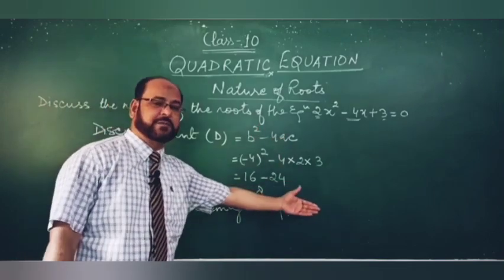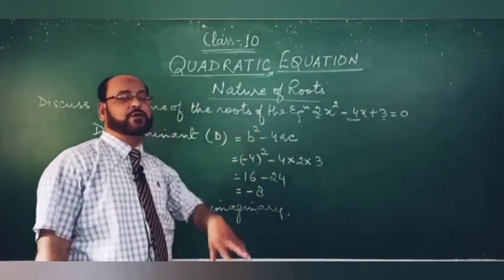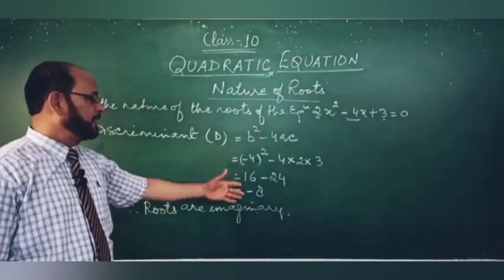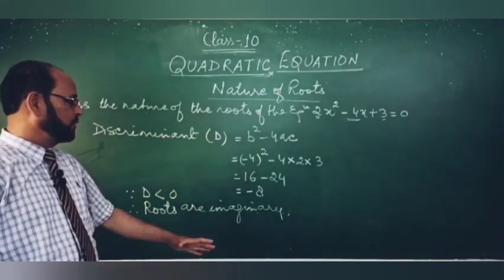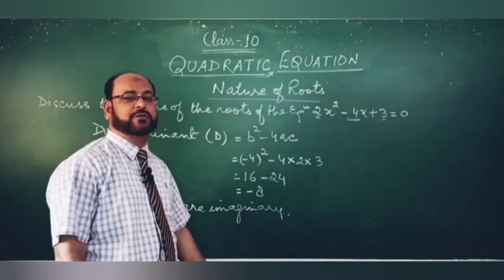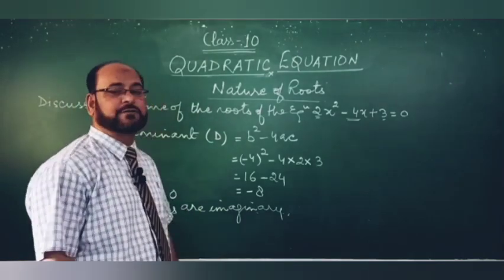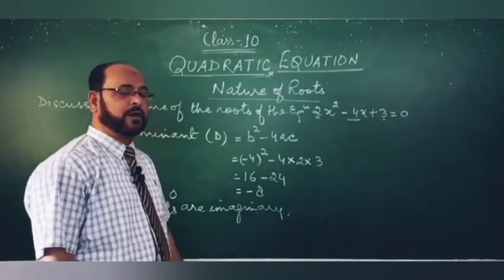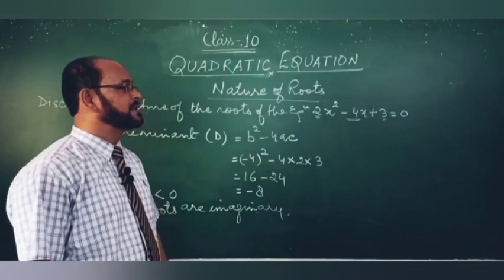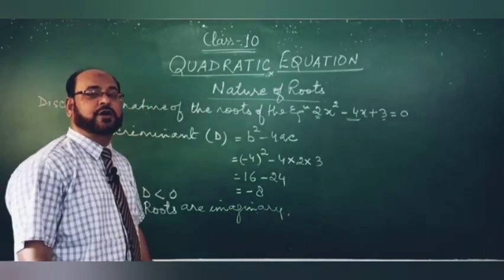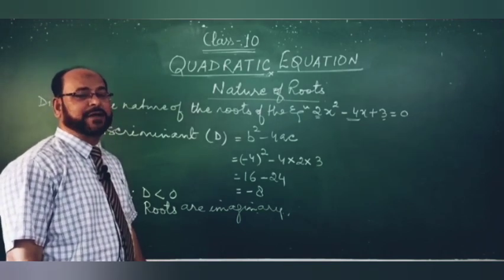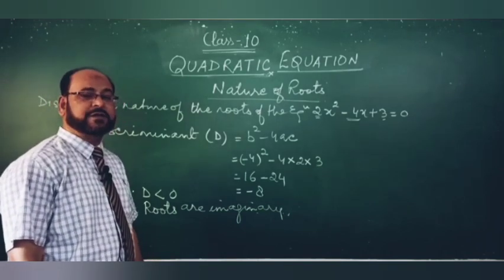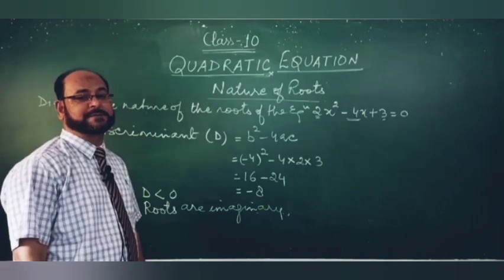So this is the way you will comment on the nature of the roots. First you will find the discriminant, and then after getting the value you will check whether the value of D is greater than 0, equal to 0 or smaller than 0, and accordingly you will comment on the nature of the roots. The worksheet related to this assignment will be uploaded on the school website. You will solve that and submit the copies when the school reopens.